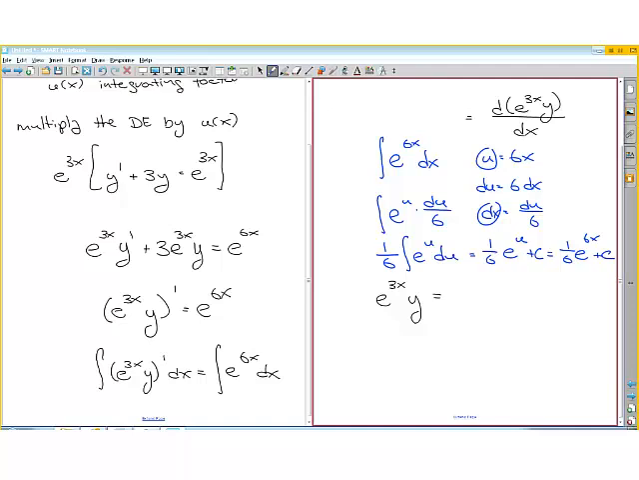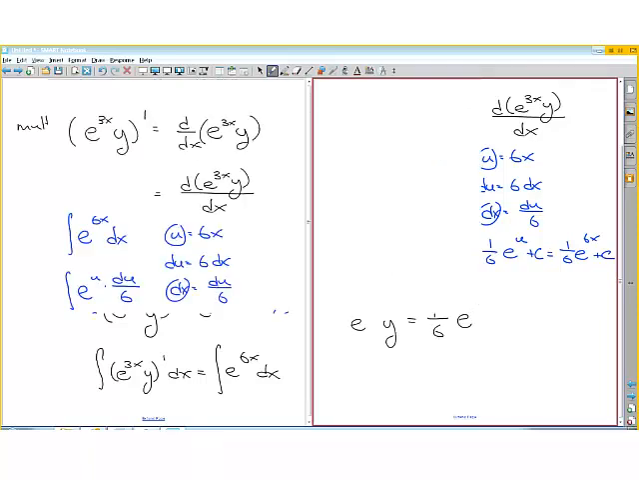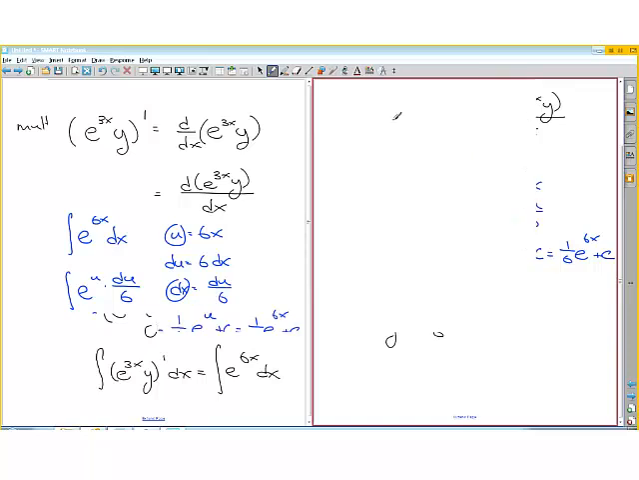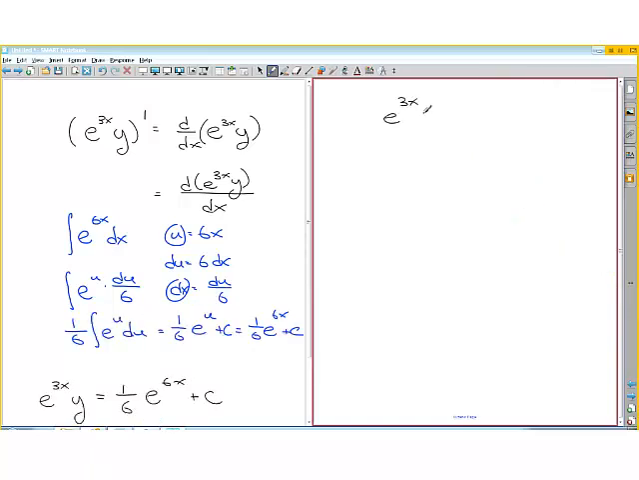So now we can rewrite the right-hand side as 1/6. So let me change my pen here. So what we get is 1/6 e to the 6x plus c. And then to solve explicitly for y, we're going to divide both sides. Or, well, let's do it two ways. There are two things you could do, whichever one you want to do.